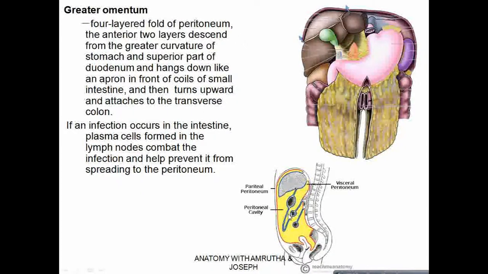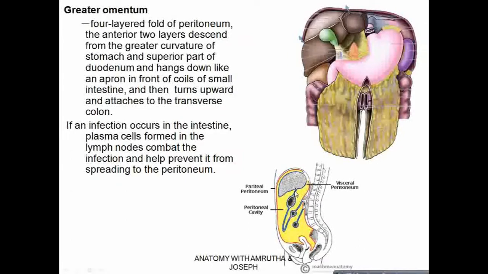So how many layers does it have? Let's see that detail. It has got a four-layered fold of peritoneum. The anterior two layers descend from the greater curvature of the stomach and the superior part of the duodenum and hang down like an apron in front of the coils of small intestine, and then return upwards and attach to the transverse colon. Yeah, this sentence is a little complicated, but let's simplify it.